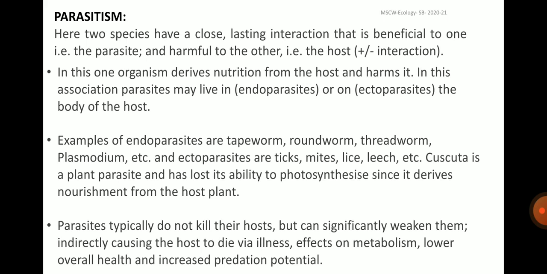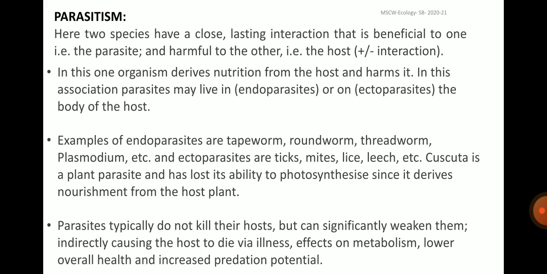Finally, parasitism is also one of the negative interspecific interactions. Here, the two species have a close, lasting interaction that is beneficial to one, the parasite, and harmful to the other, the host. So, it also is a positive-negative interaction like predation. In this, one organism derives nutrition from the host and harms it.